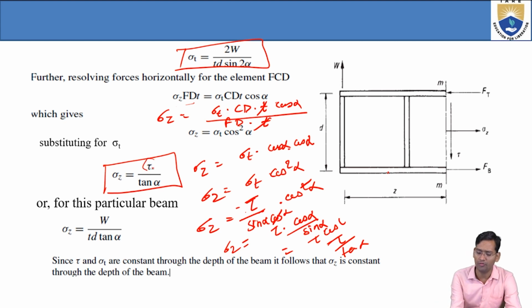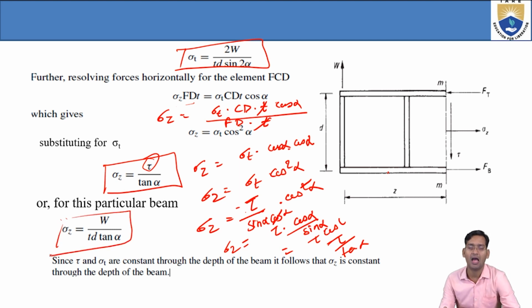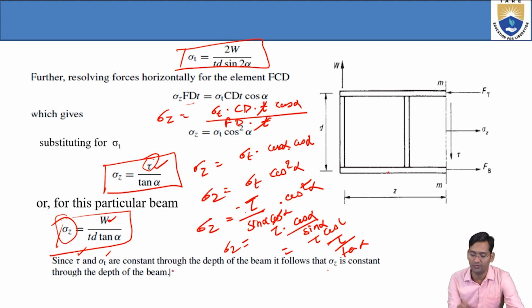Now again put the tau value. The tau value is W by Td. So you will get sigma Z equals W by Td into tan alpha. Since tau and sigma T are constant, because shear stress and tangential stress are constant through the depth of the beam, it follows that sigma Z is also constant. Tau is constant, and sigma T, which we substituted here, is also constant. So after substituting those values, sigma Z will also be constant throughout the depth of the beam.